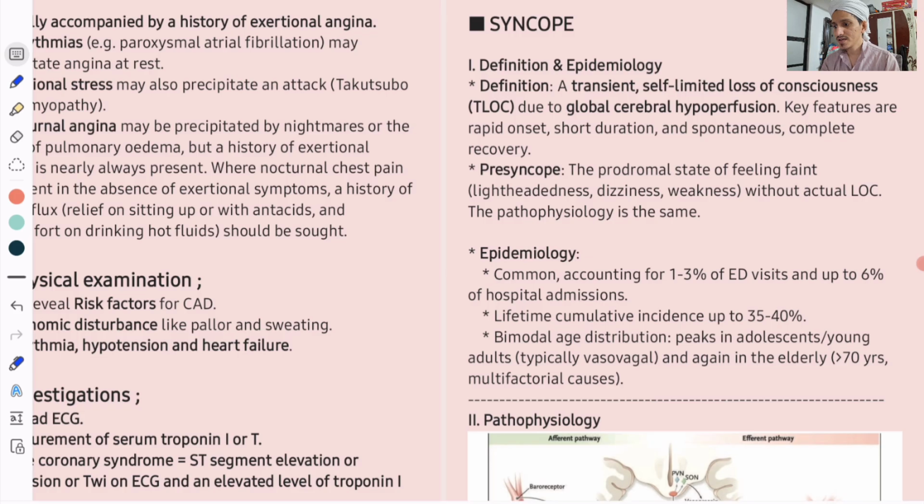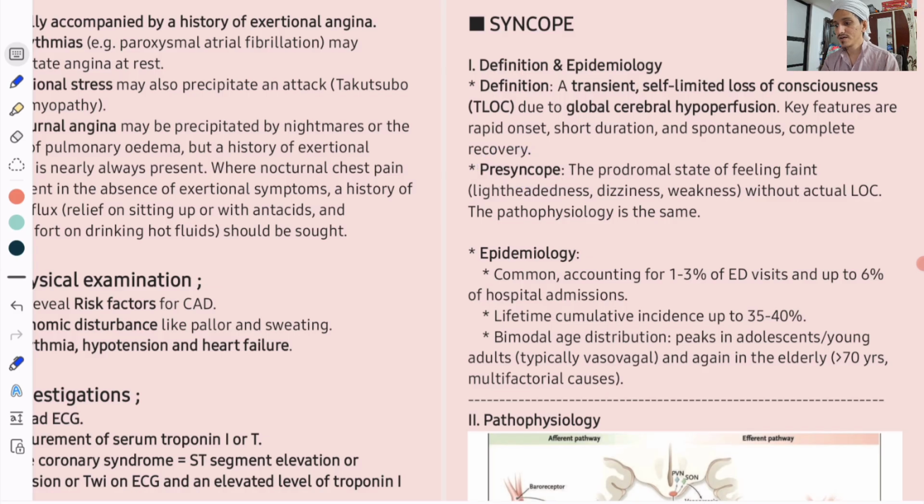Pre-syncope is nothing but the prodromal state of feeling of faint. So impending faint is pre-syncope, okay, without any actual loss of consciousness. Pathophysiology is the same as for TLOC.